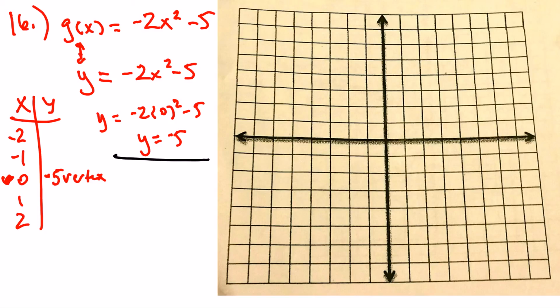Alright, now I'm going to plug in 1. So I say y equals negative 2 times 1 squared minus 5. 1 squared is 1. Times negative 2 is negative 2 minus 5. So I get y equals negative 7.